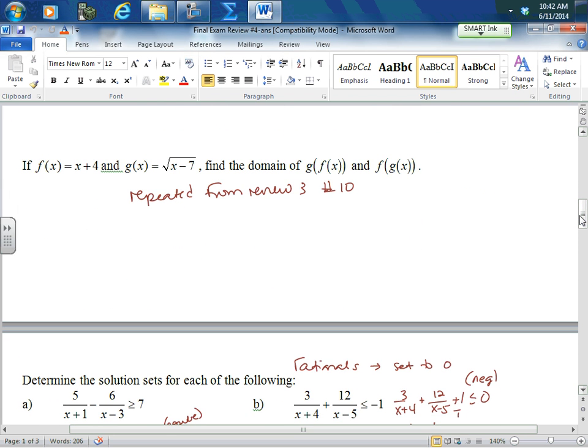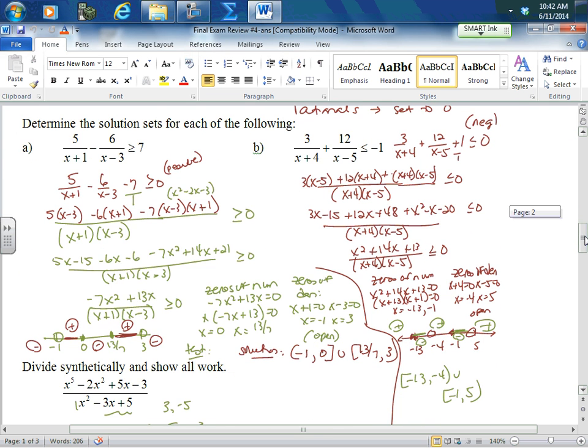This one was also repeated from review 3, number 10. These were 2 very hard rational ones. And I explained I didn't give you this. I gave you the short one, the one where it's already on one side. So I'm just going to walk you through one of these. I didn't give you one this hard.